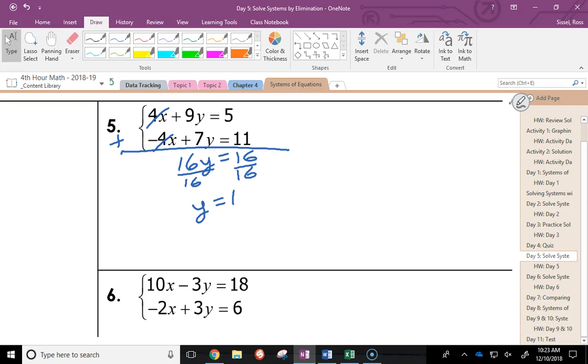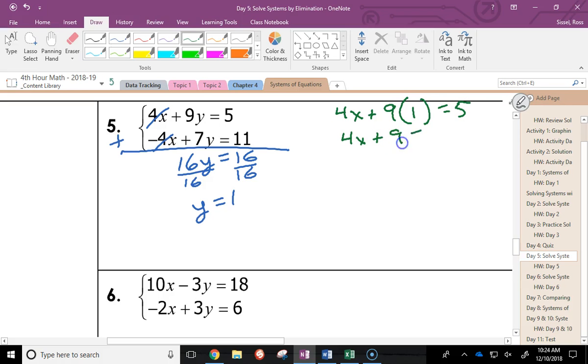And so if I would go ahead and solve, I'll do this quickly for you. I'd say 4x, I'm going to use the first one. 9 times 1 equals 5. 4x, 9 times 1 is 9. I'm going to subtract 9. And so I'd get negative 4. Divide by 4. X equals negative 1. My final answer is negative 1, 1.